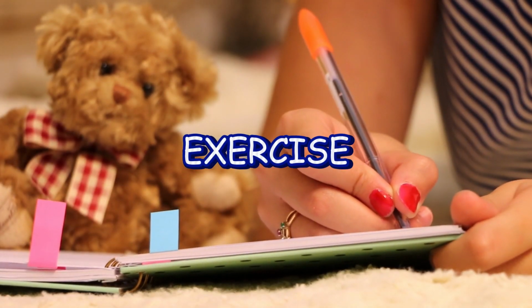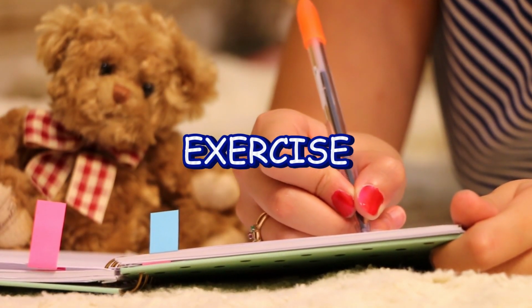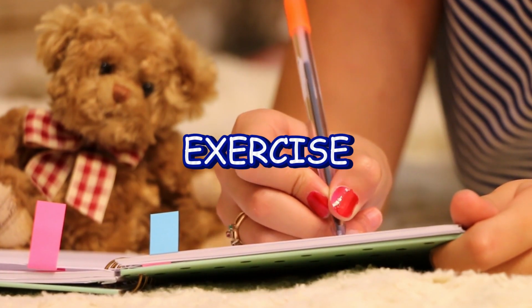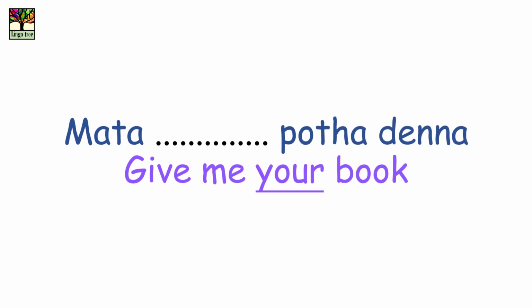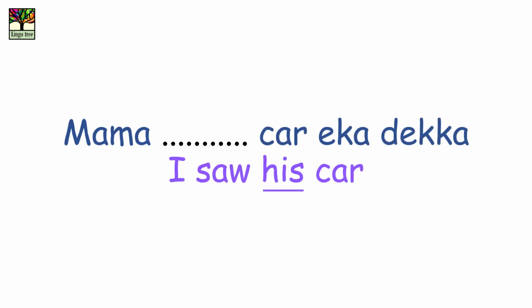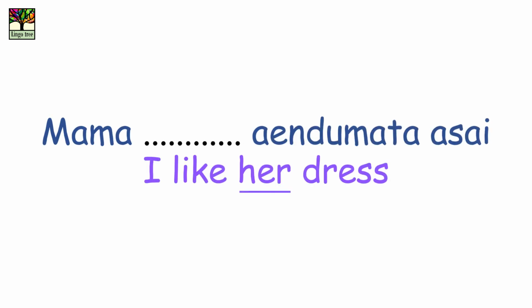Now, it's your turn. Fill in the blank with the correct possessive adjective to complete the phrase. Where is my pen? මගේ පෑන කොහෙද? Give me your book. මට ඔයාගේ පොත දෙන්න. I saw his car. මම එයාගේ කාර් එක දැක්කා.